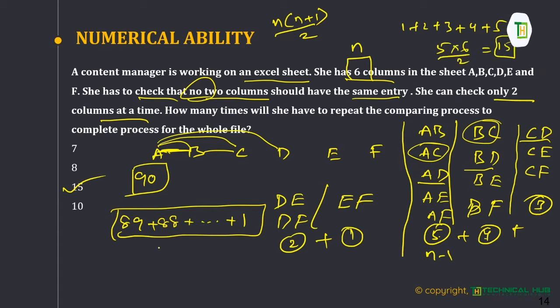Here also you can easily calculate the sum of n natural numbers. n is equal to 89. 89 into 90 divided by 2. That is your answer, if there are more number of columns.